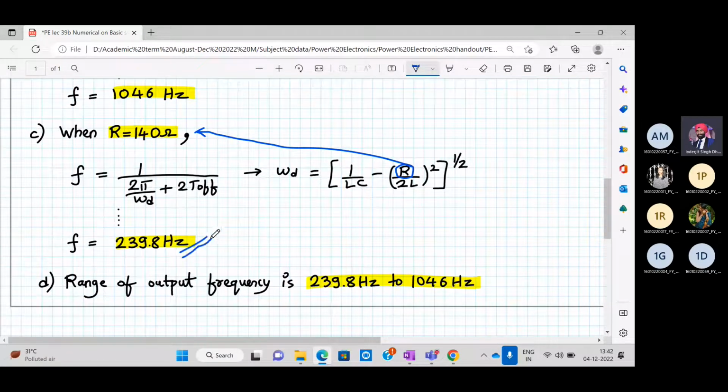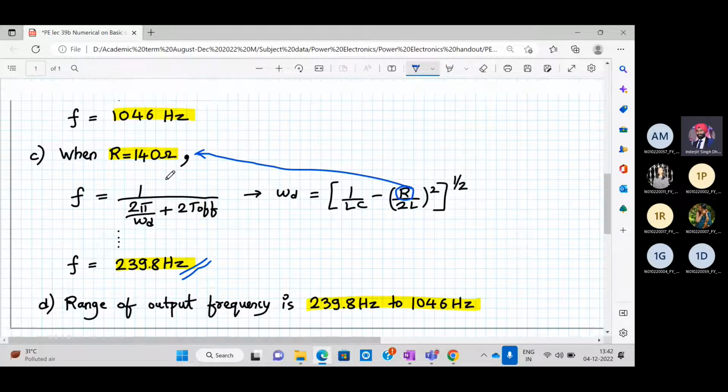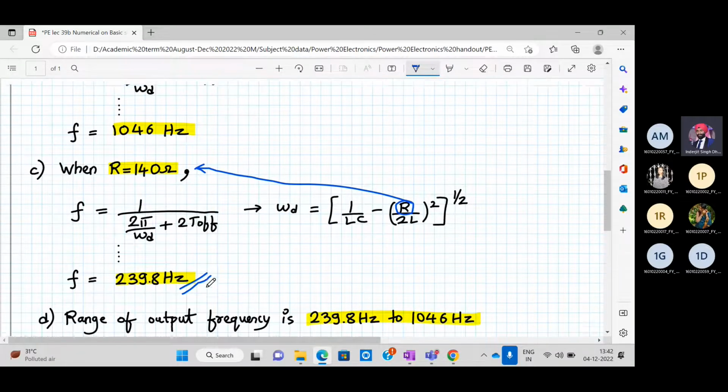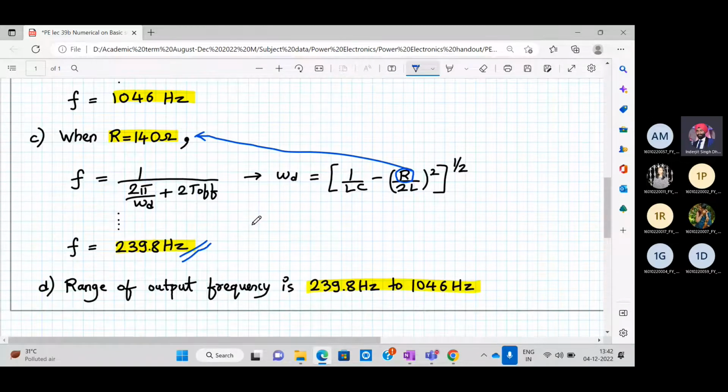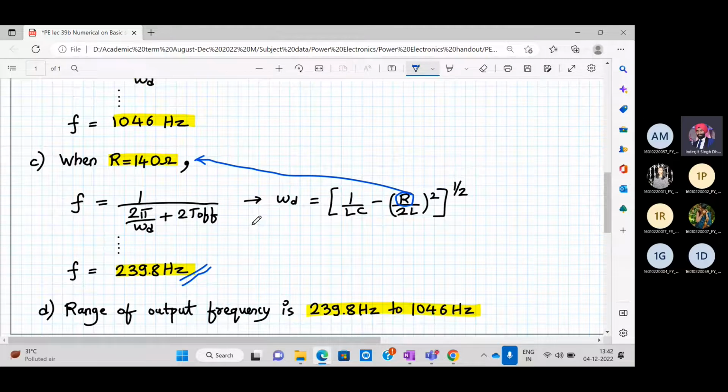So as you can see, if the value of R is increasing, the frequency is reducing. In the first case, the value of R was smaller and the frequency was higher. So here you get the range of output frequency when the resistance changes from 40 to 140 ohms: the output range will be around 240 hertz to 1046 hertz. Is this clear?